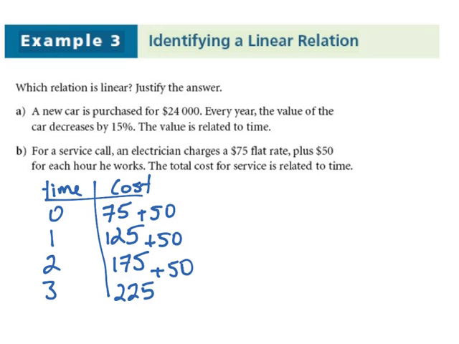Now, it should be clear that the difference in price between 75 and 125, 125 and 175, and 175 and 225 is 50. That means the cost is increasing constantly, while the time is also increasing by 1 hour, or by a constant time rate of change. This means that this is a linear relation. Let's take a look at one example.